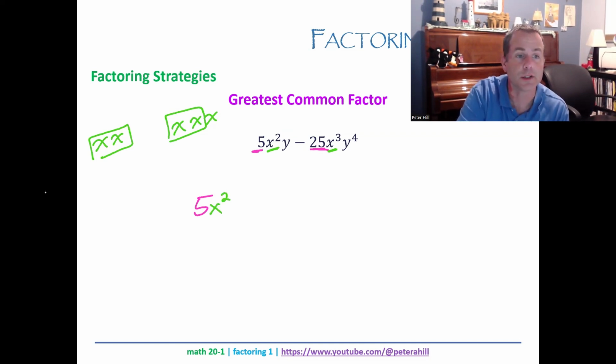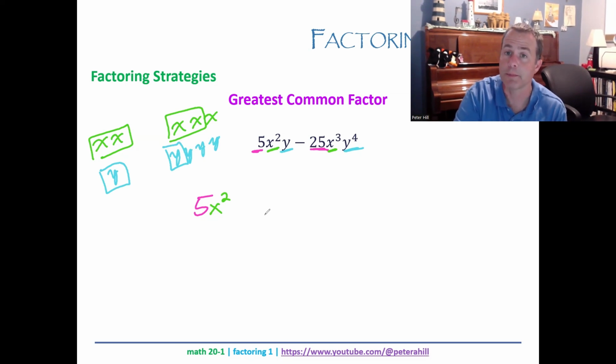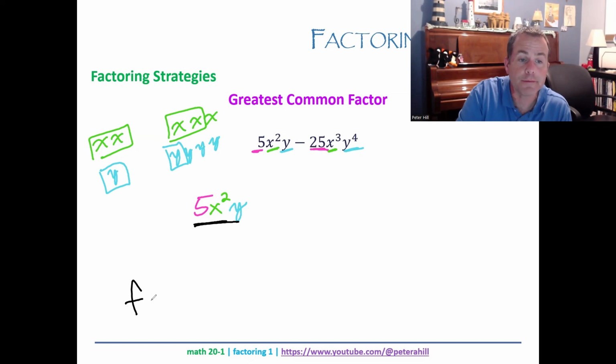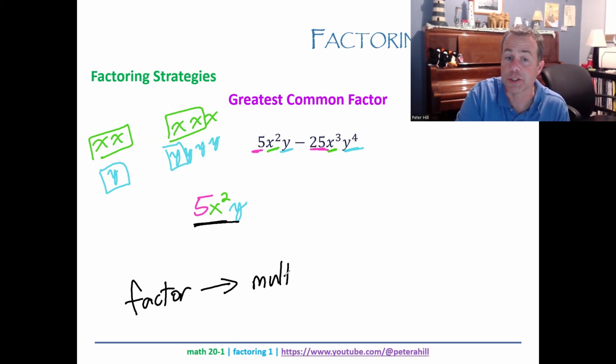Then I'm going to look at the next section, the y's. I've got a 1y here and I've got 4y's here. So it's like I've got a y with a y, y, y, y. Well, what's common? 1y is common. And so 1y becomes part of my greatest common factor. So that is the greatest common factor. It is the thing that is shared from both of those terms. The word factor means to create a multiplication sentence. I don't know how to spell multiplication.